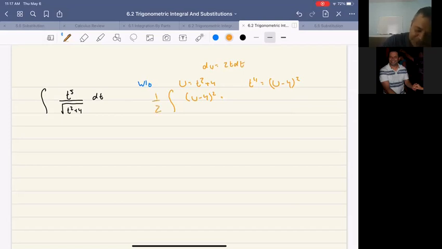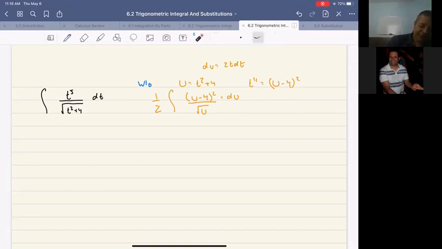And the reason I'm doing this quick is because this is not really the way that I want you to do it. Okay? And this you could integrate pretty easily. Okay? But we're going to do this with a trigonometric integral, or with a trigonometric substitution.